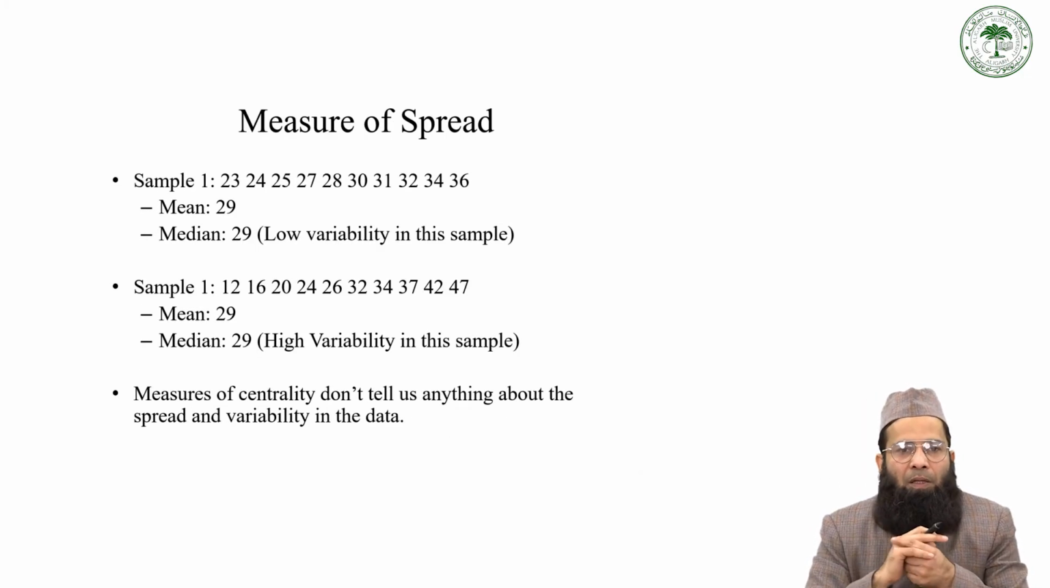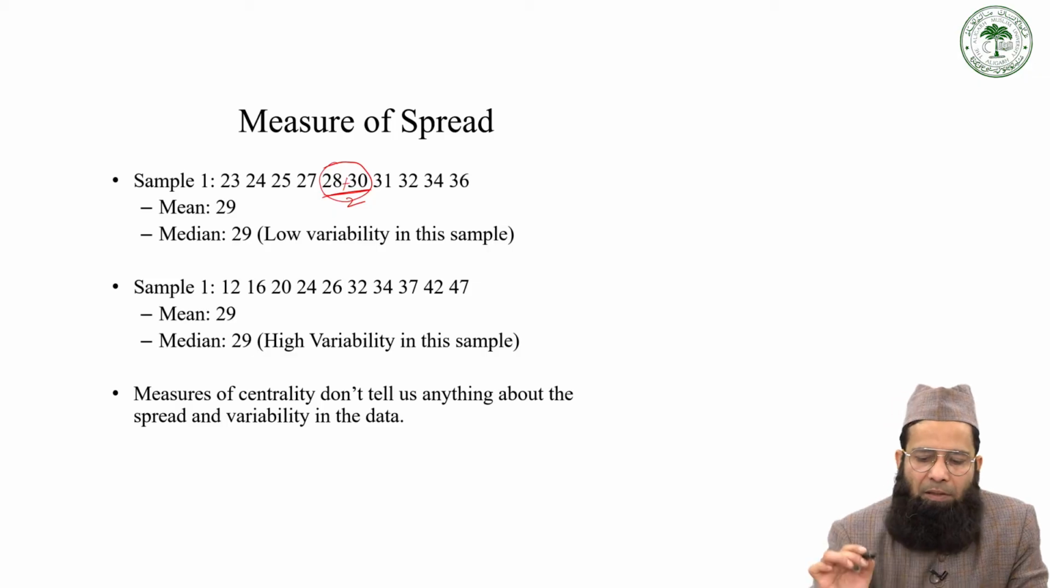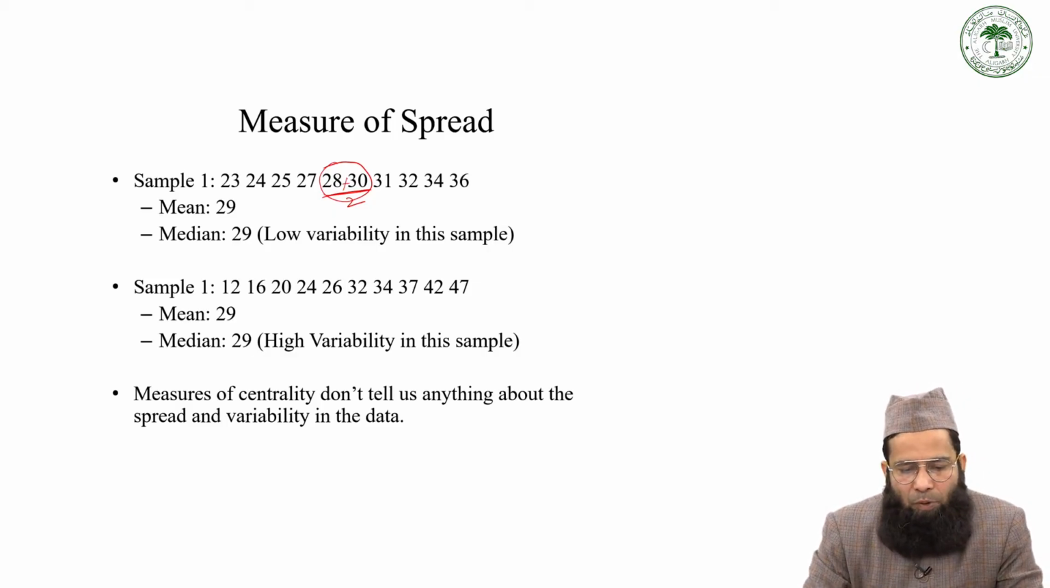Now we'll see how to measure spread, and why there is a need to measure spread. There are two samples here. Sample 1 has these values. If you calculate the mean, it is 29, and the median is also 29. Why? This list has 10 elements, so the middle elements are 28 and 32; 28 plus 32 divided by 2 gives 29. So mean and median are both the same.